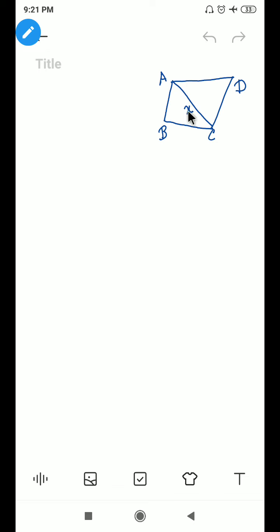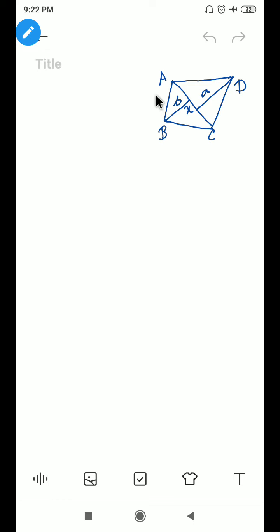X, and from D to AC the perpendicular length is given A, and from the point B to AC the perpendicular distance is given here B. So how to find out the area of this quadrilateral? Look, this diagonal divides this whole quadrilateral in two triangles. So just find out the area of these two triangles and add them. Then you will get the whole area of this quadrilateral.